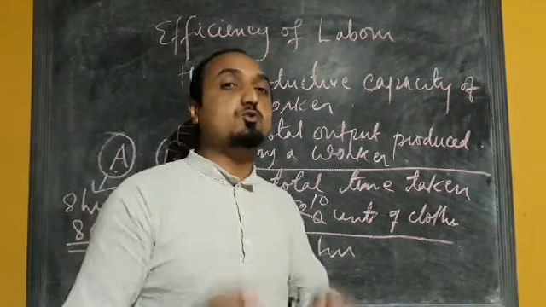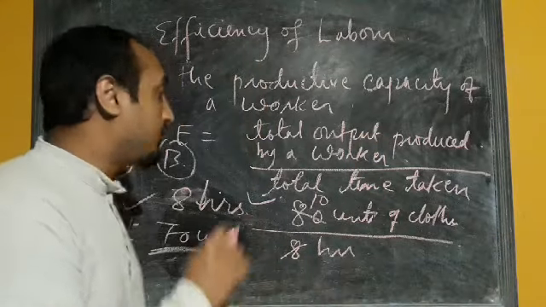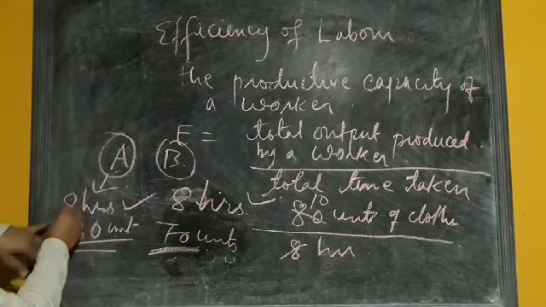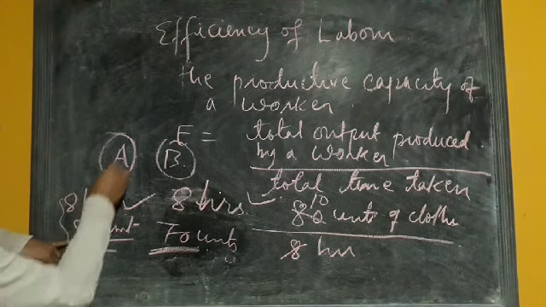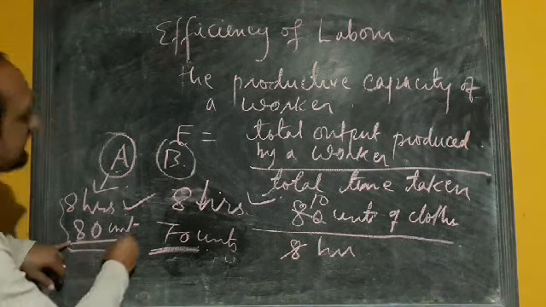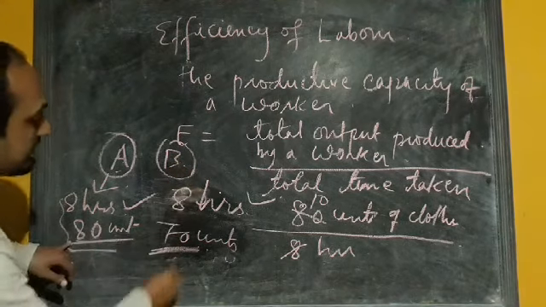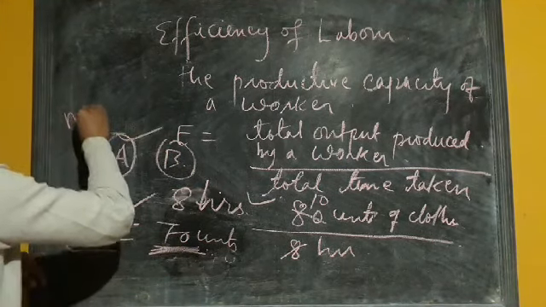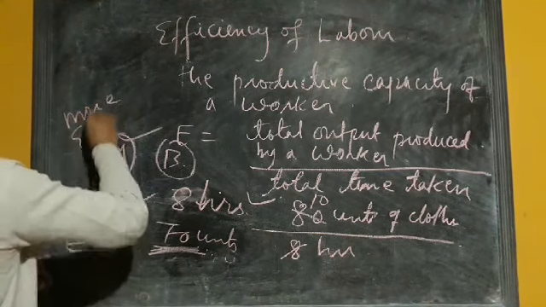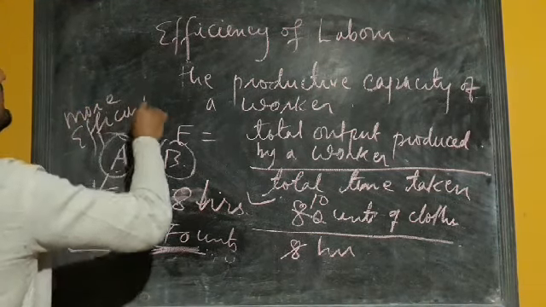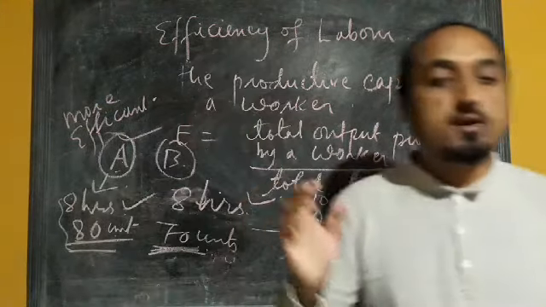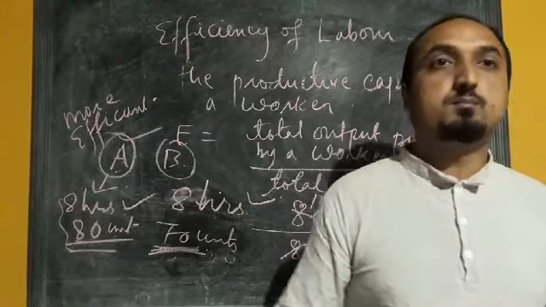So when you are asked to compare the efficiency of workers, which worker is more efficient, A or B? We can see that within 8 hours worker A is producing 80 and worker B is producing only 70. So worker A is more efficient than worker B. So this is the concept of efficiency of labor.